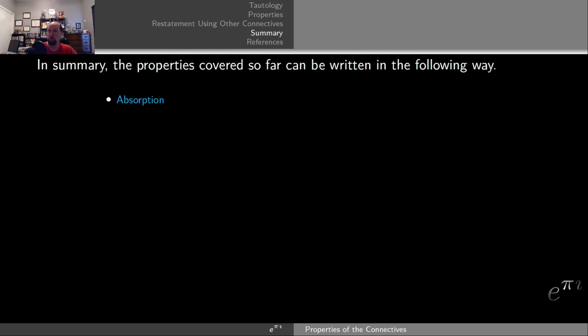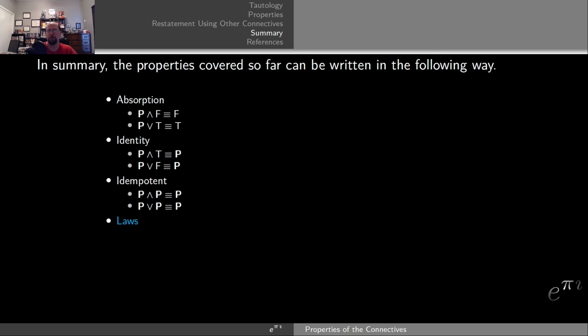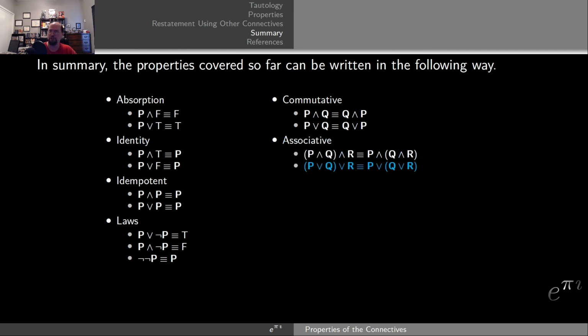Specifically, we have the absorption laws for conjunction and disjunction. We have the identities for conjunction and disjunction. We have the idempotent laws for conjunction and disjunction. We have some other miscellaneous laws like the law of the excluded middle, the law of non-contradiction, and the Tautologies law. We also have the commutative laws for conjunction and disjunction. We have the associative laws for conjunction and disjunction.